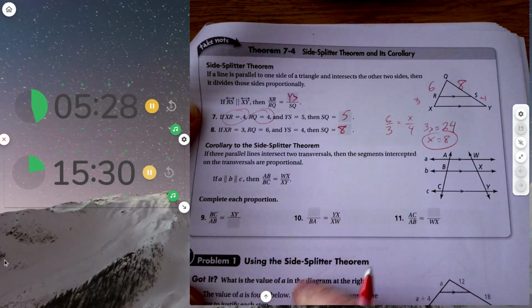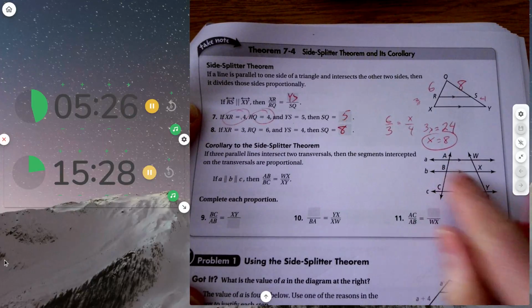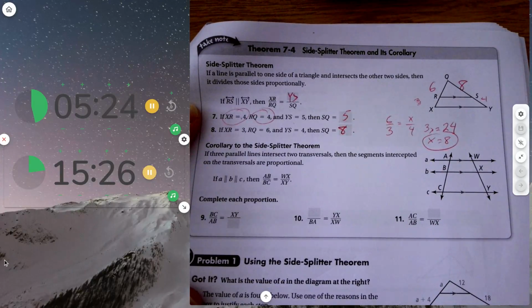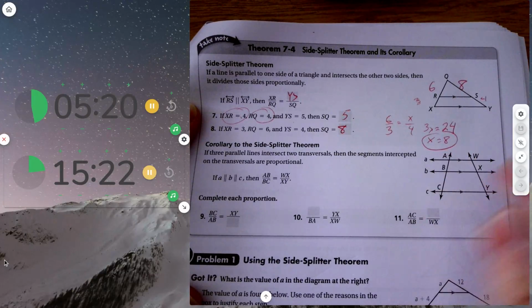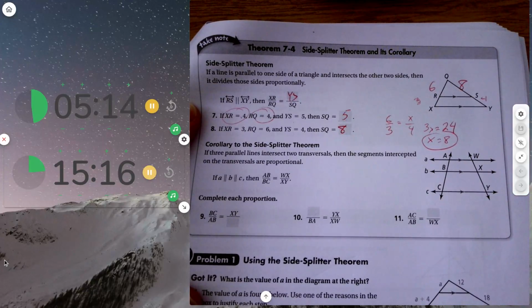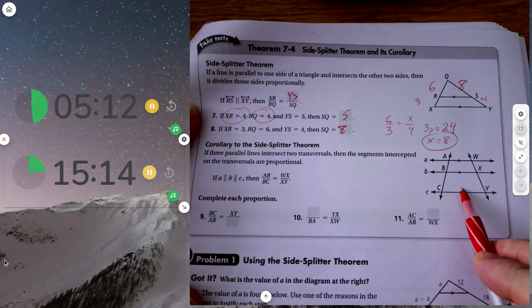So the corollary is basically just a different look. It's the exact same idea. Here's your parallel lines, but now you've got more. These don't necessarily get ended with a triangle, or do they? Because they're going to get intersected right there. So you've got A, B, and C are parallel.